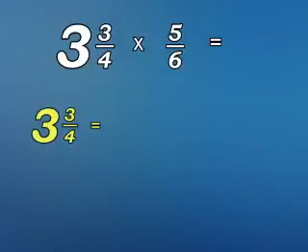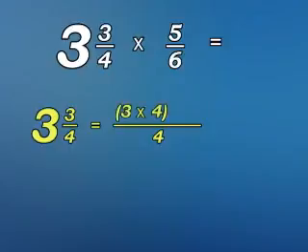3/4 means 3 parts out of 4. Every whole has 4 parts. So 3 is the same as 3 times 4. And we had 3/4. So 3 times 4 is 12, plus 3 is 15. So 3¾ is the same as 15/4.